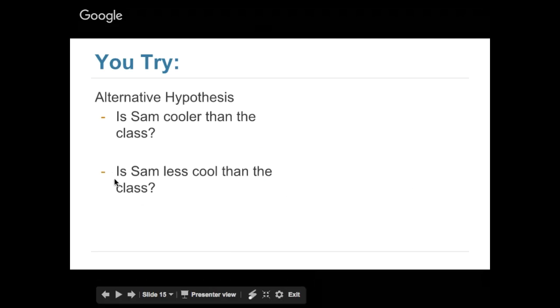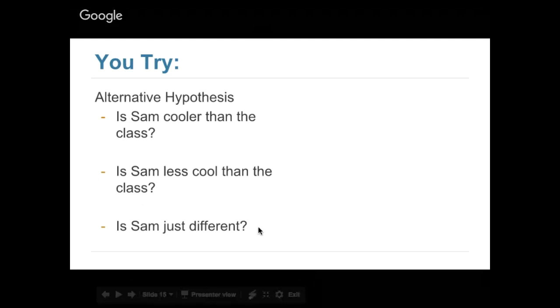Okay, I can also ask, is Sam less cool in the class, or is Sam just different? Pick a test statistic, and then pick a direction to look in my distribution. So you should say something like, oh, I would take his coolness times 2 squared and look in the positive direction. Or I would take the square root of his coolness and look in a negative direction. So figure out what test statistic to use and what direction to look in. Try it out with your partner for these 3 problems.